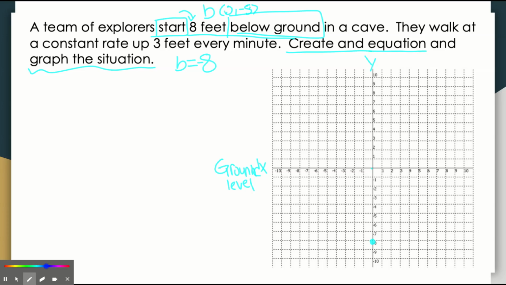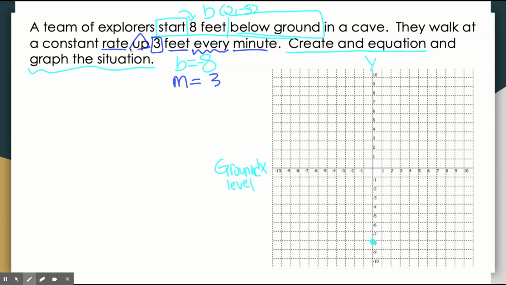Let's keep reading, see what other information we can pull out. They walk at a constant rate. Again, keyword rate, up 3 feet every minute. I'm going to do a little squiggle for this word every, because that's one of our ratio words. When we are looking for ratios, looking for rates, that should be a big tip off. This is likely going to be our slope. So I can start by putting a 3 there. Now I have to use context clues to decide if this is going to be a positive 3 or a negative 3.